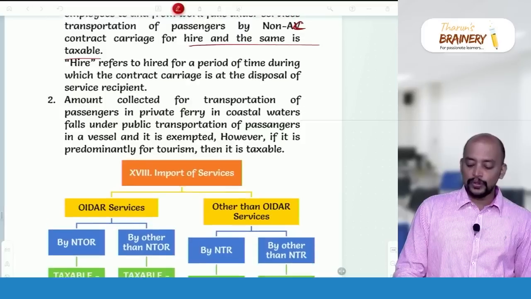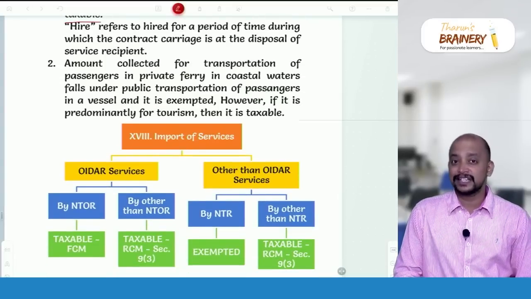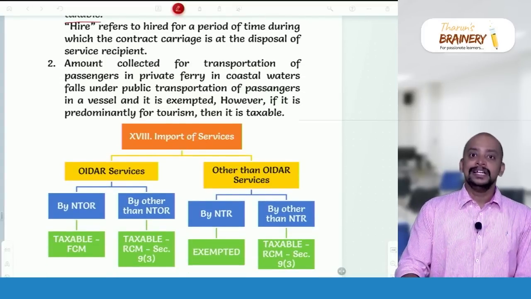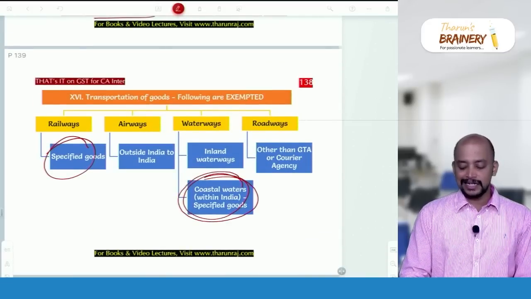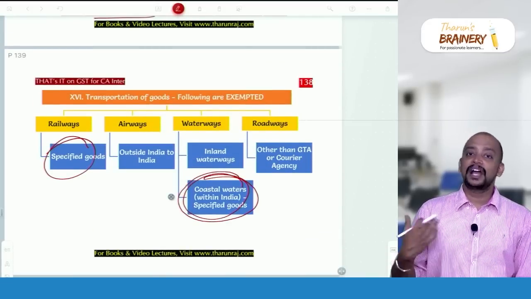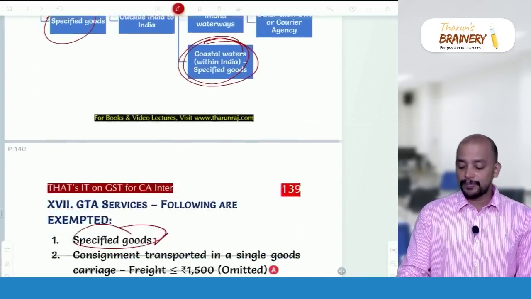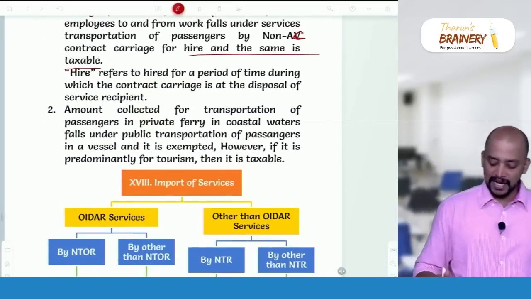And then the amount collected for transportation of passengers in a private ferry in the coastal waters, that is, transportation of passengers in coastal waters between places in India, is exempted. So that need not be a government owned ferry; it can be a private ferry also, and the exemption will be available. That is the circular.